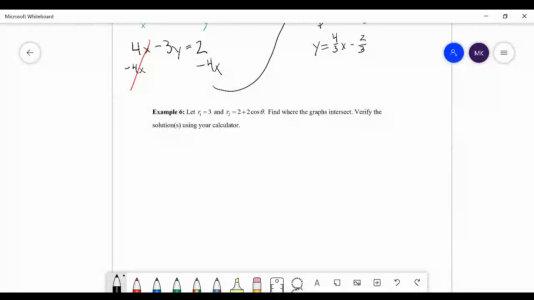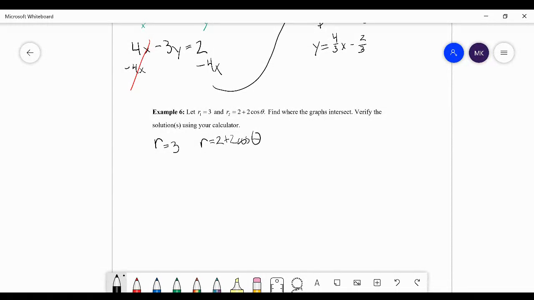So now here we're going to look at something. We're going to let r1 equal 3 and r2 equal 2 plus 2 cosine theta. These are two different polar graphs, and I want to find where they intersect. Well, the r1 and r2 kind of throws us off, because the 1 and the 2 are really just subscripts for equation 1, equation 2. What we really have is two equations: r equals 3, r equals 2 plus 2 cosine theta. The subscripts are irrelevant.